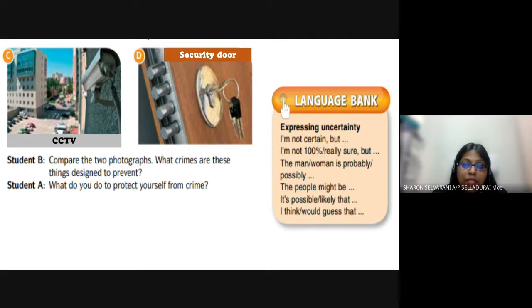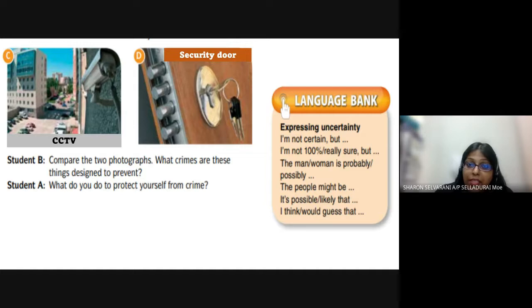Why do they have this? Is this for fun? Do they fix security doors and security locks and all that? Is it just for fun or is it for a reason? Why do banks have this kind of security doors and security locks?